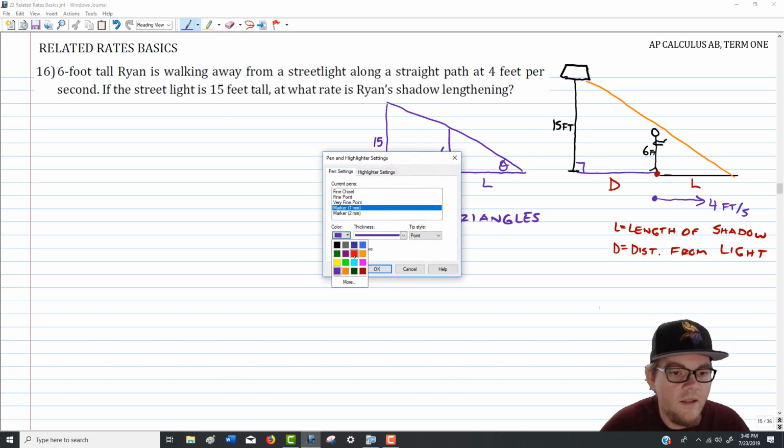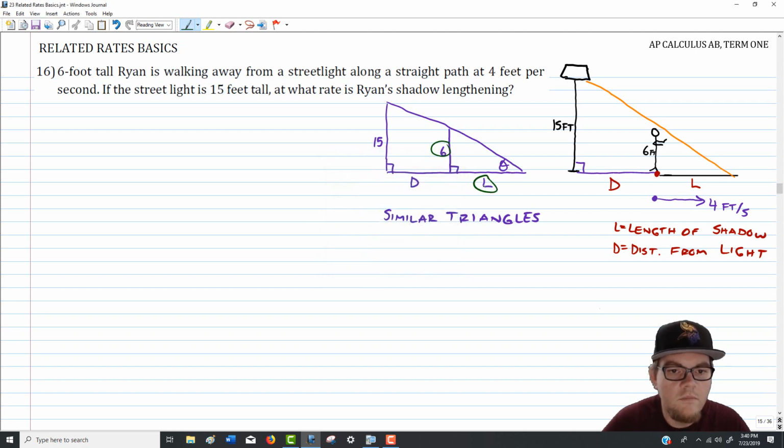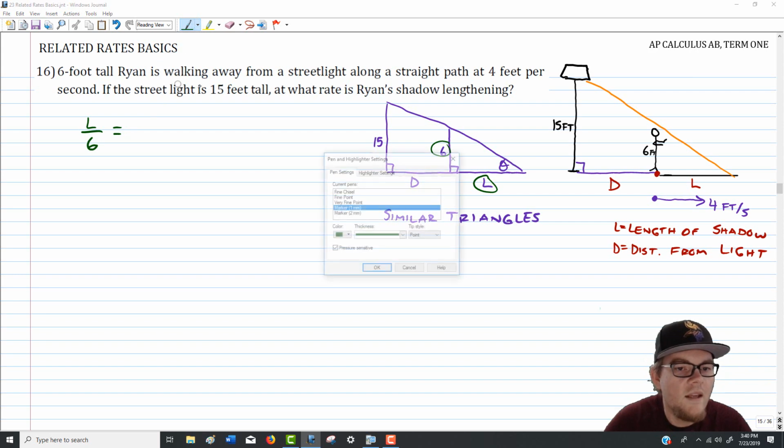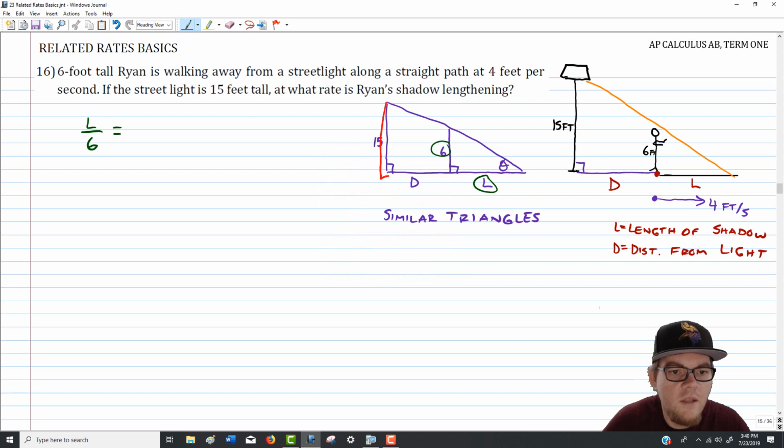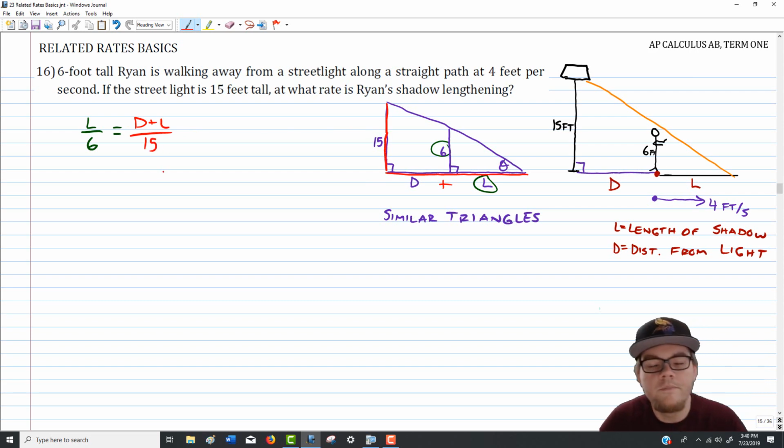I'm going to go one triangle at a time. So basically, first I'm going to look at the little triangle. The little triangle has L and 6, so I'm going to write the ratio there as L over 6. And then second, for the other triangle, I'm going to use the big one. So again, it might be kind of hard to see, but the big one will be the one all the way on the outside. The big one is going to be the horizontal distance, which in our case is D plus L, over the vertical distance, which we have is 15. So with this in place, this is the equation we're going to have to differentiate.